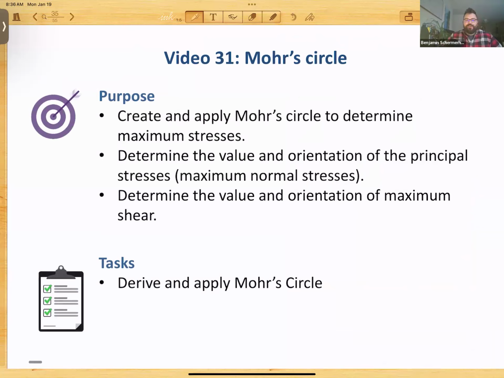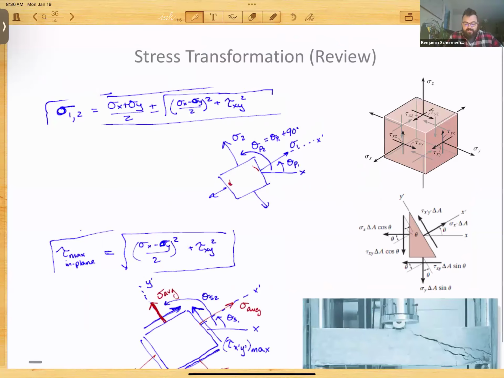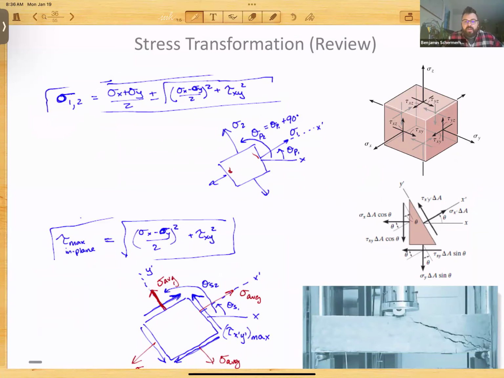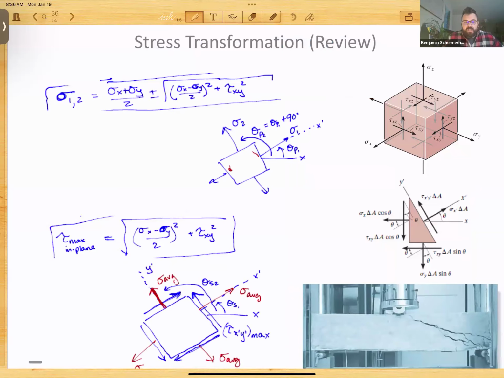It's better, faster, stronger. So here's what we've done so far. The big takeaway from the previous video was these ideas of maximum stress. When we talk about the principal stress related to maximum normal stress, we have an equation to calculate that. And when that happens, we have no shear stress. At our maximum normal stress, we're able to find an orientation where there is no shear.